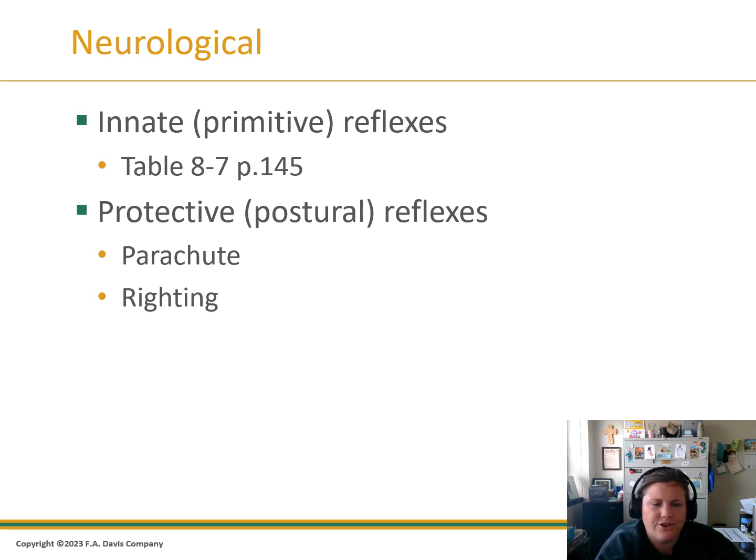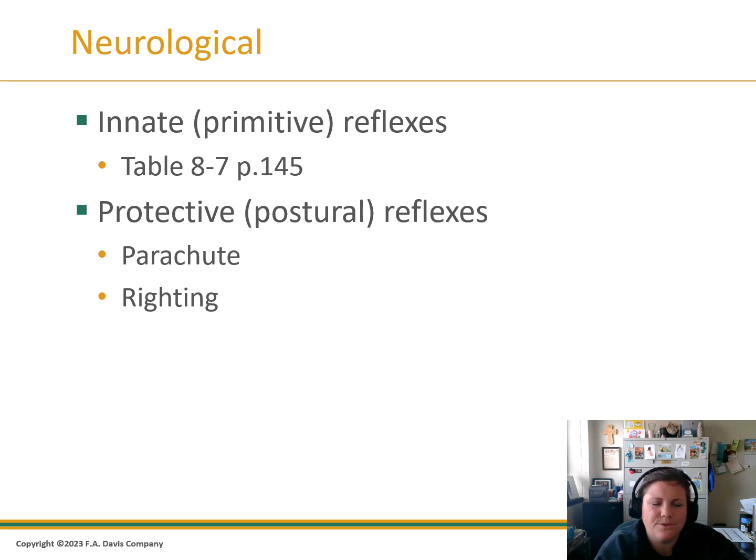Okay, in referencing the neurological system, we want to focus on the reflexes and how they differ. There are two categories: primitive or innate reflexes versus postural or protective reflexes. Innate by definition means at birth. Primitive, obviously, in the beginning. These examples are listed in your book in Table 8.7 on page 145. These would be things like the Moro, the sucking reflex, the palmar grasp, all those different ones.